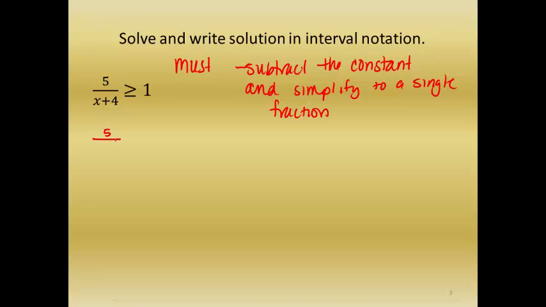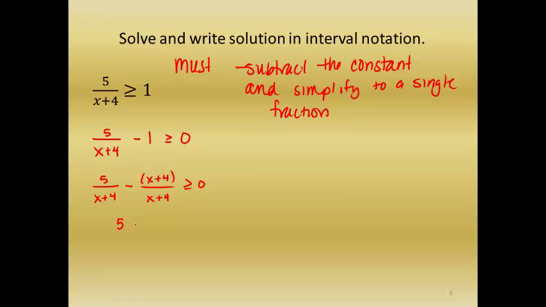So I have 5 over x plus 4 minus 1, greater than or equal to 0. Well, 1 can be represented in a gazillion different ways, so we're going to use a very fancy form of 1, and that is that I'm going to use x plus 4 over x plus 4, because that will allow me to combine this and get a single fraction.